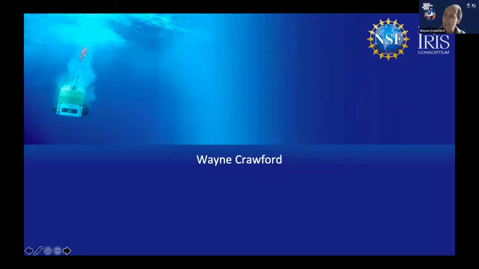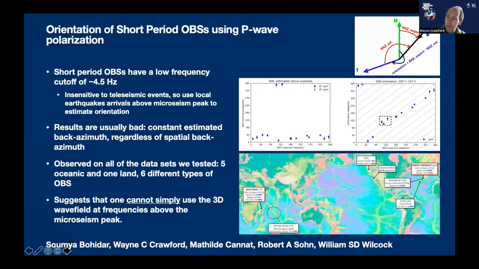Just one slide, because last time I gave one slide, it took me half an hour anyway, so I'll try to be shorter. So this is actually not really frontier science in a way, because we're using quite old technology in the short period OBSs, but there have been a lot of these deployed around, and some of the things we want to do with them depend upon orienting them like we do with broadband instruments.